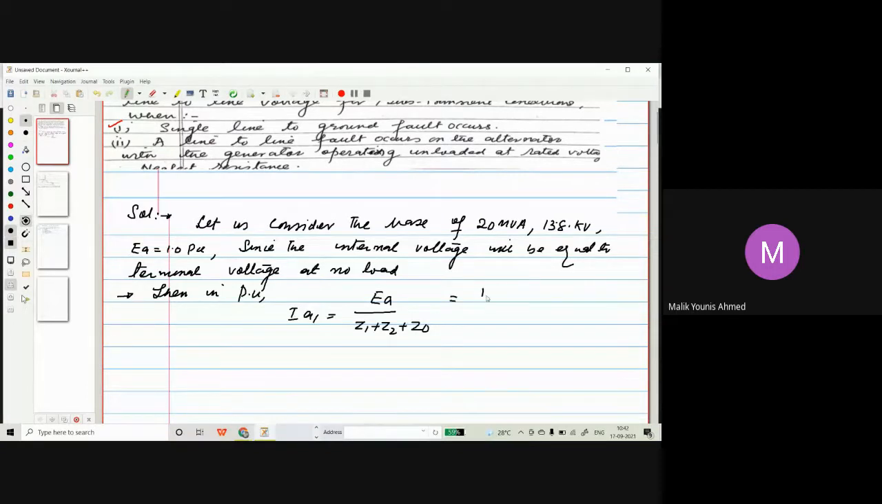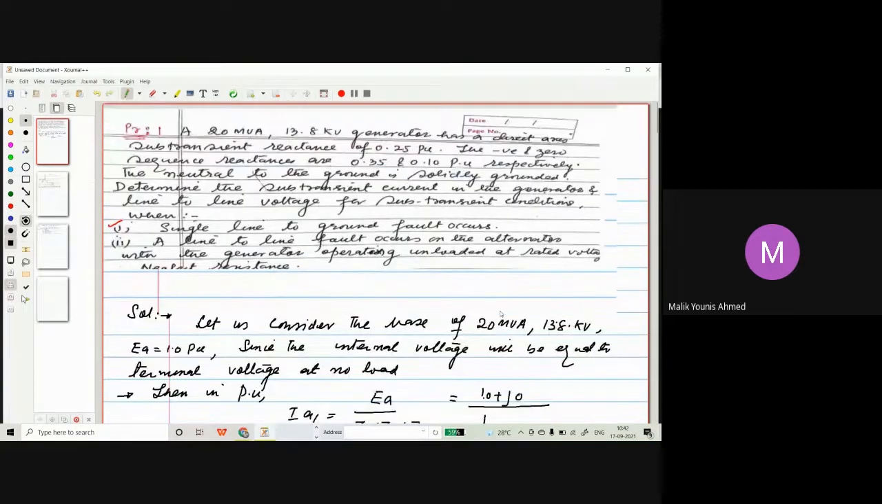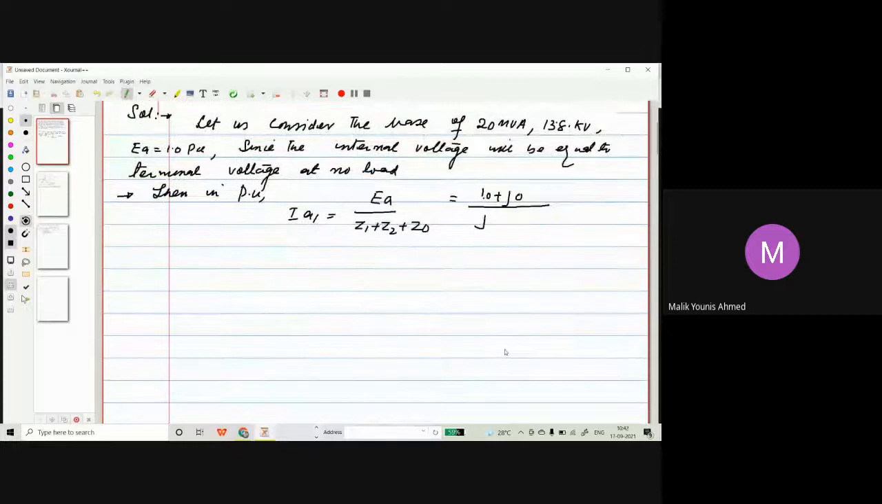So this can be written as 1.0 plus J0 in rectangular form, divided by Z1, which is given here, J.25, plus J.35, plus J.10. So from this equation we can find IA. The value of IA1 will be minus J1.43, but this value is in per unit.